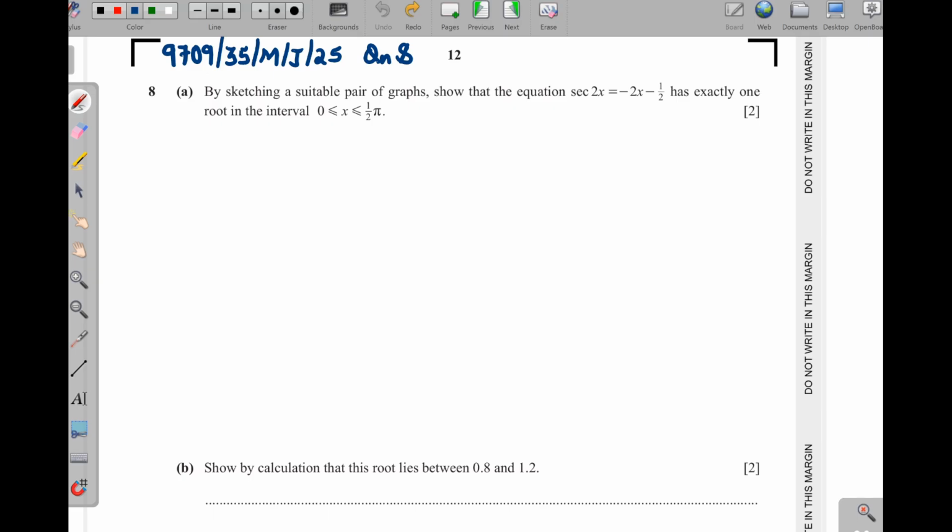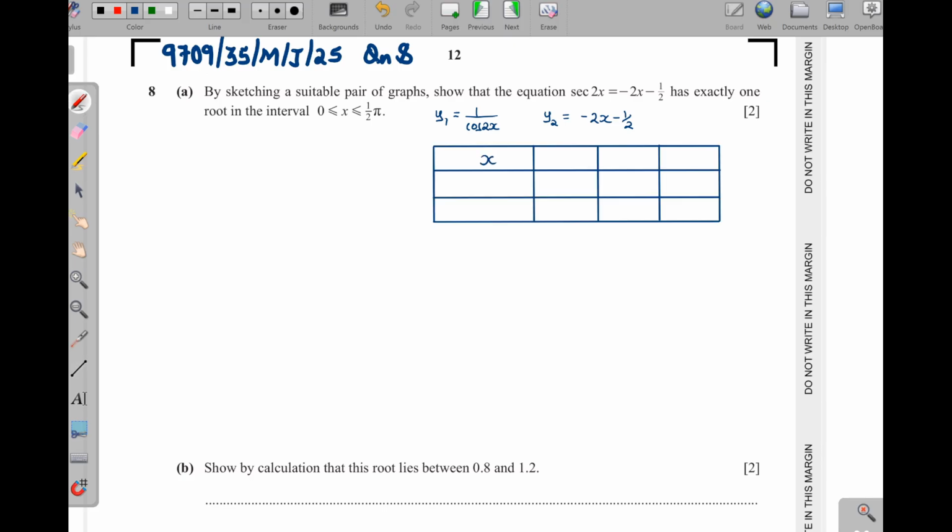Now we need to get just a few coordinates and then we plot them. Okay, so I'll take my y1 to be equal to 1 over cos 2x, or sec 2x. Okay, then y2 to be this one here, the linear equation, negative 2x, then minus a half. Then I'll draw a table here, and then I get just like 3 coordinates, and then we go.